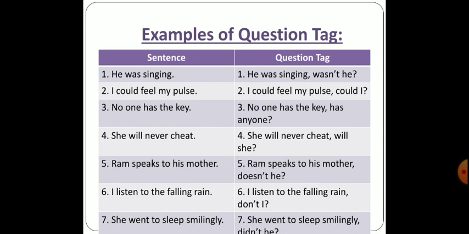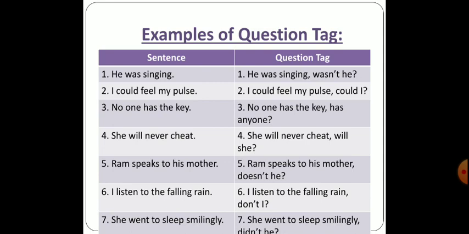Now you can see over here the first sentence is positive, it is affirmative in nature. So the question tag will be negative. Over here you can see that "was" is given, so we will be changing it into "wasn't", and then we'll be putting "he". One thing all of you are supposed to remember is that you will never write "was not". You will be writing it in short form, that is "wasn't". Why? Because that is the rule for how we write the question tag.